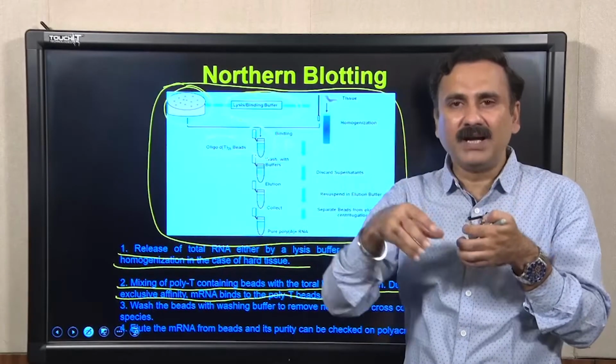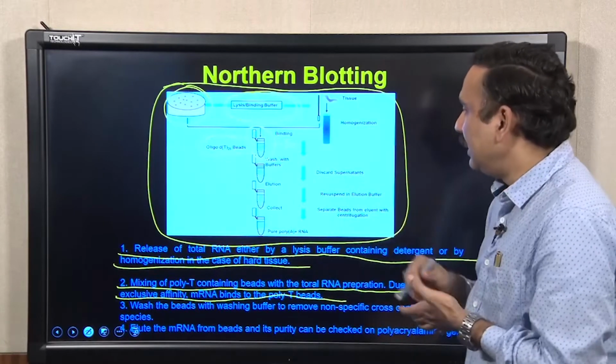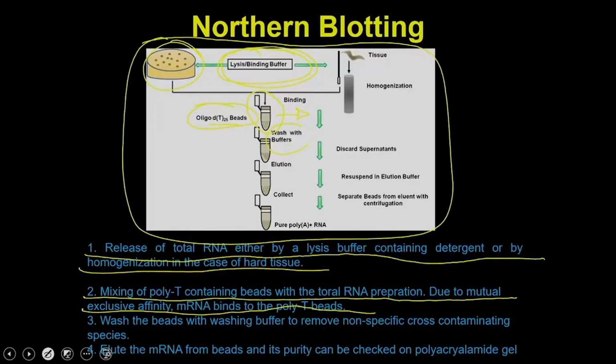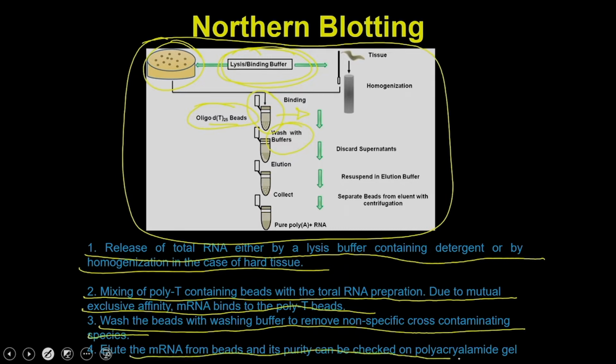and because of these mutual interactions the beads are going to bind all the messenger RNA, and then you are going to do a washing with the buffers. So, you wash the beads with the washing buffer to remove the non-specific cross contaminating species, and after that you elute the messenger RNA from the bead, and you can check the purity of that particular messenger RNA on the agarose gel to check whether there is enough purity or not.